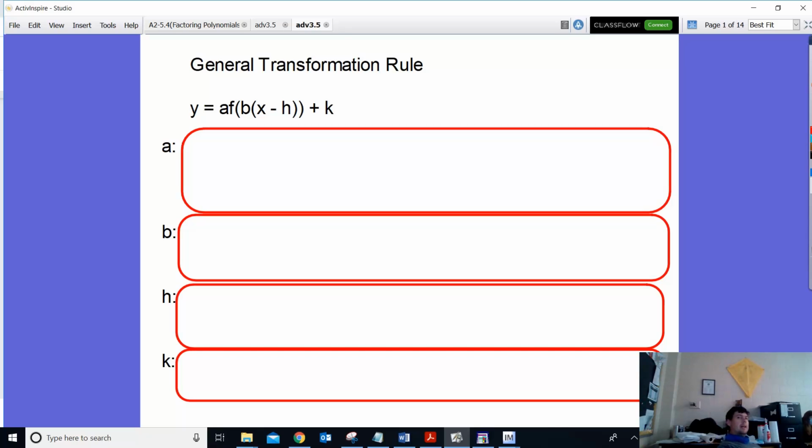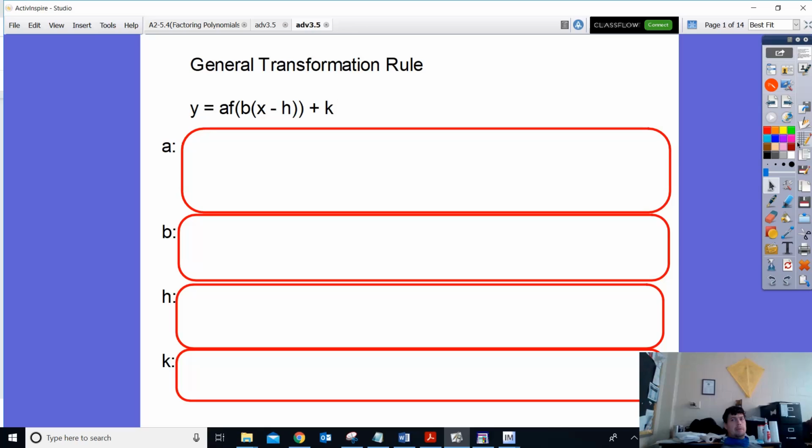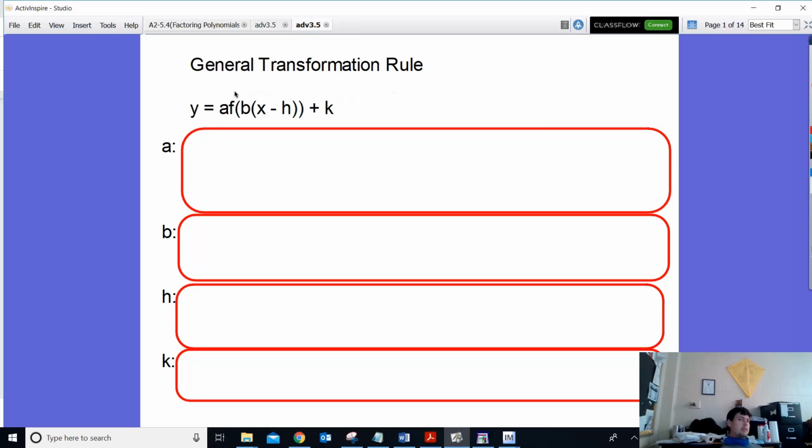All right, so this is 3.5. In 3.5, we're going to use what's called a general transformation rule. I went over every one of these transformations with you in Algebra 2 except for one of them. As we do examples, you'll start seeing what they mean, but you've got lots of boxes to write in. So we're using a transformation rule called a times f of b of x minus h plus k.